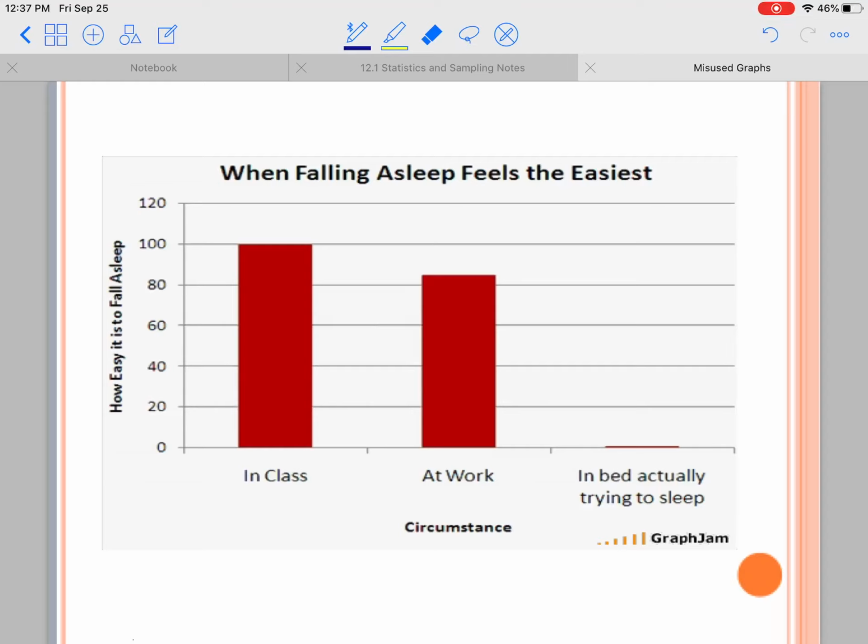Now, again, that's what the graph is trying to tell me, but you see some issues here. How do you measure how easy it is to fall asleep? What is this bar graph actually measuring? When it says 100, it's 100 what? 100 easy to fall asleep? What does that 100 mean? What is this, like 82-ish? What does that mean? Or this 0? It's 0 easy to fall asleep. 0 what? What are the units there, and what does this mean?